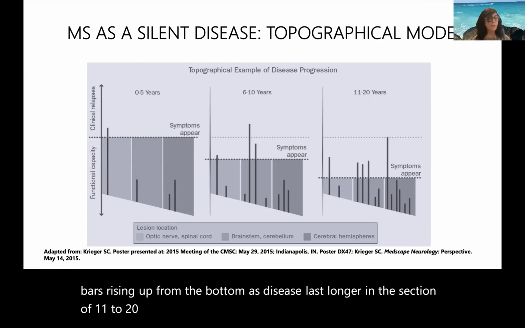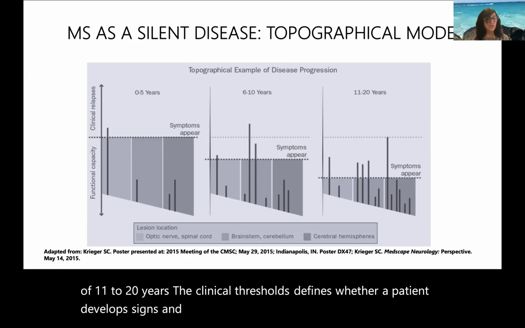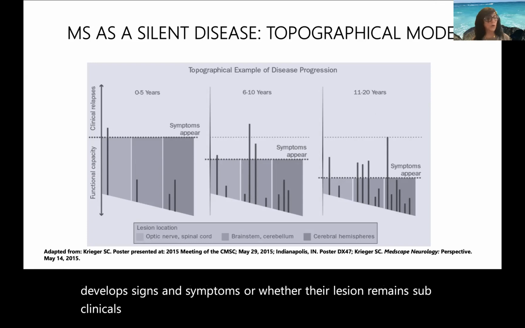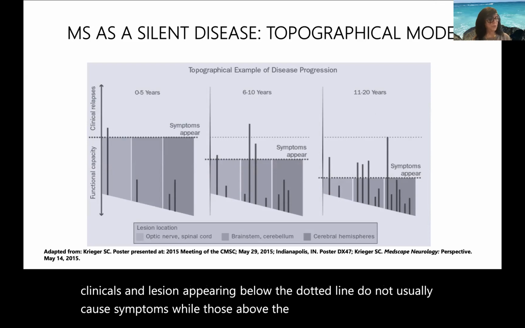The clinical threshold defines whether a patient develops signs and symptoms or whether their lesions remain subclinical. And lesions appearing below the dotted line do not usually cause symptoms, while those above the threshold do cause symptoms.